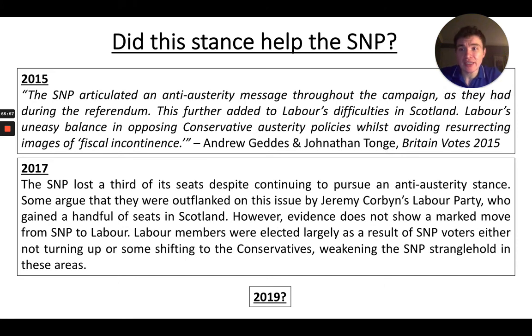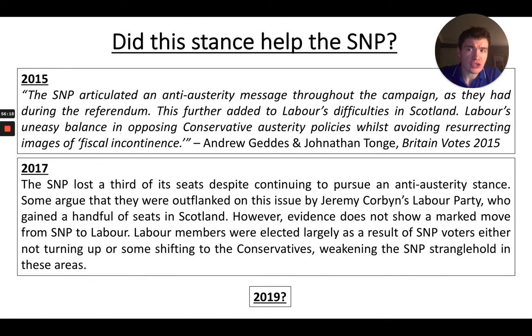In 2017, 2 years later, the SNP lost a third of their seats, despite continuing to pursue an anti-austerity stance. Some argue that they were outflanked on this issue by Jeremy Corbyn's Labour Party, who gained a handful of seats in Scotland. Yeah, folks, in 2017, Labour ate into a few SNP seats that they'd won in 2015.